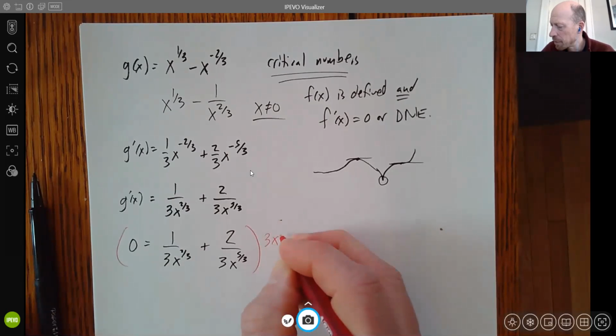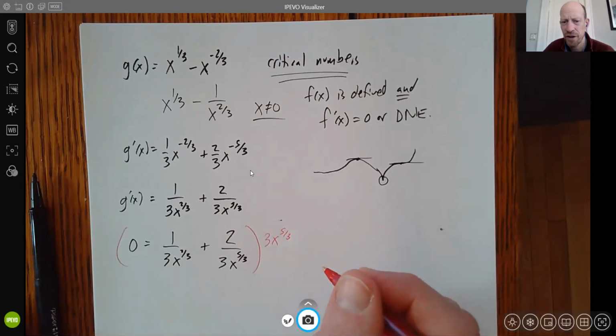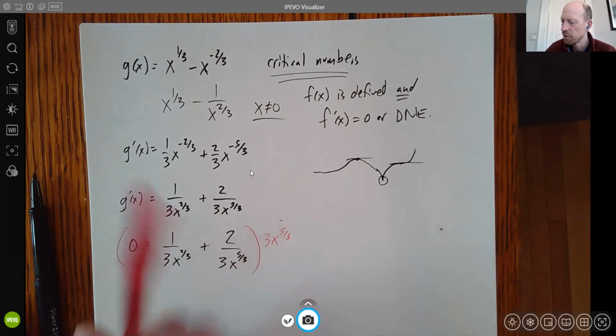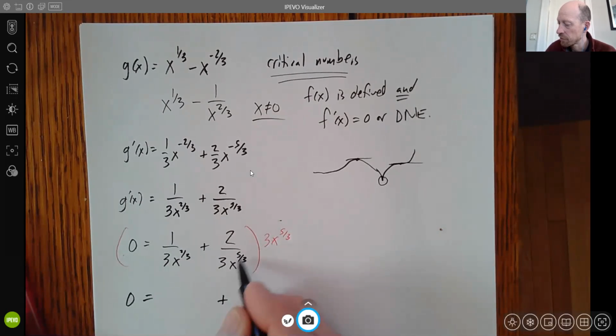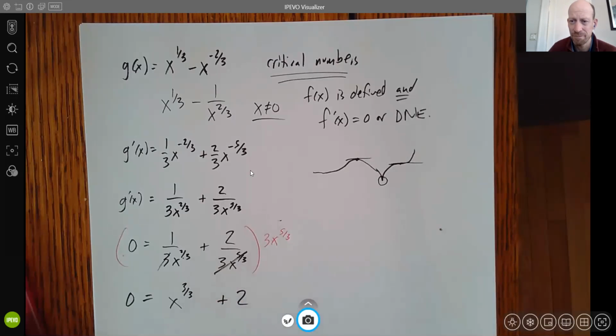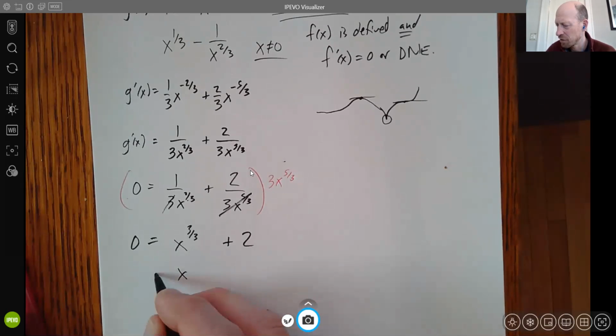So I'm going to multiply by 3x to the 5/3, right? That's the largest factor that I have in the denominator. So you give me a 0 here. That's going to cancel with this, which will give me a 2. The 3 will cancel. Then 5/3 divided by 2/3 gives me x to the 3/3 or 1. And in this case, certainly that makes a big difference, right? x equals -2.